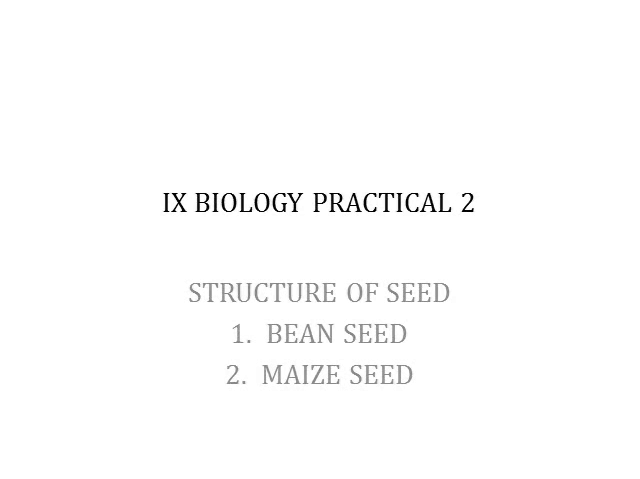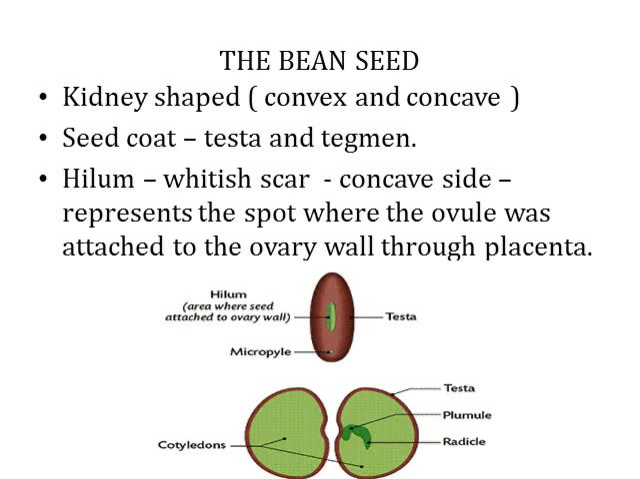Here our practical 2 is about the structure of seed. In this we are going to see mainly 2 seeds, that is bean seed and maize seed. This is already given in the lesson seed structure and germination. We have studied bean seed and maize seed, and the same thing we are going to see in practical 2. First is the bean seed.